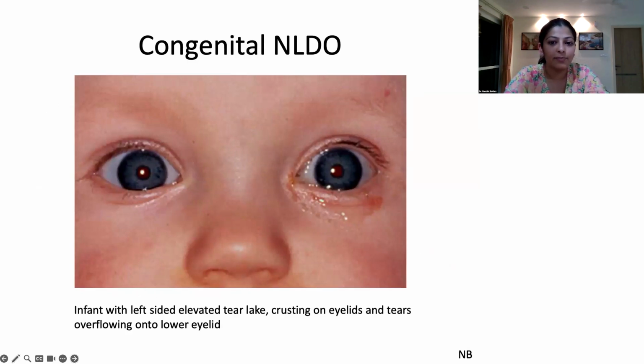So now look at this picture. Look at the right eye. It looks absolutely normal. But when you look at the left eye, you see that the tear meniscus height is visibly raised. You will see that the lashes are actually sticking to each other, which is what we call matted lashes. And then you see excess epiphora, which is overflowing onto the skin of the eyelid.